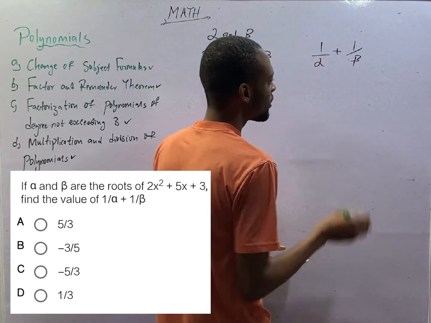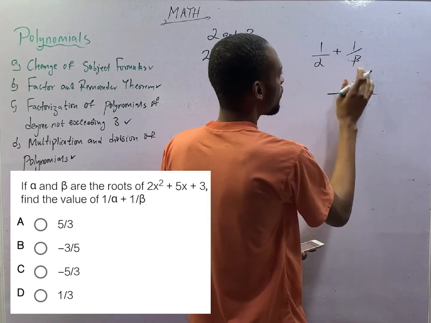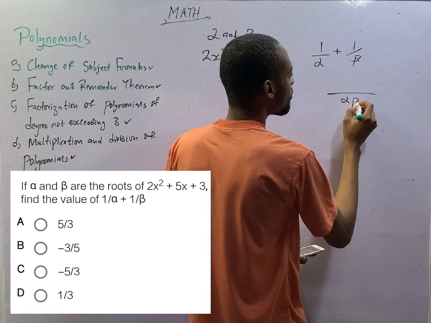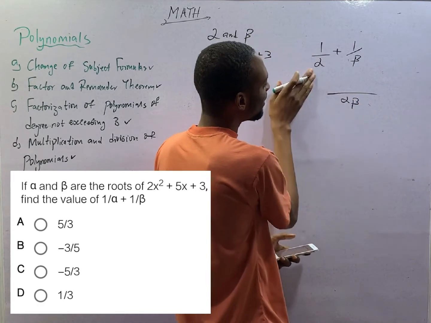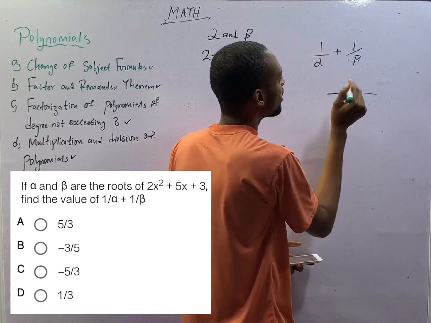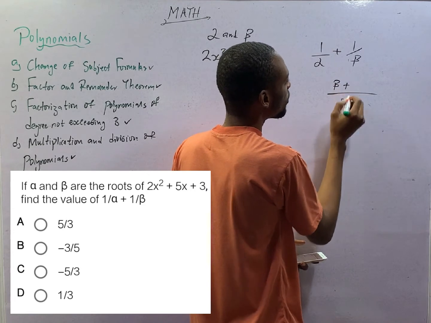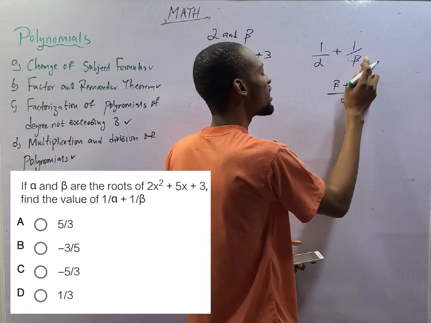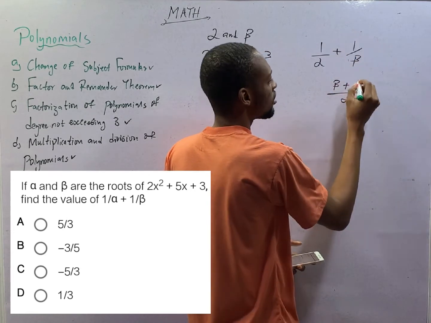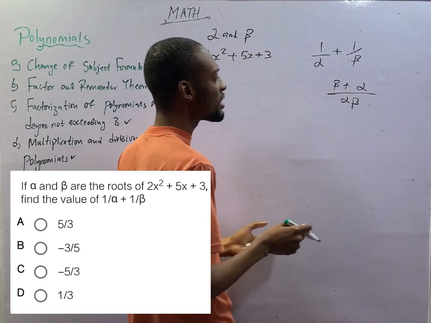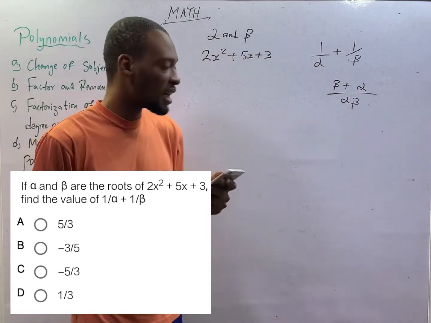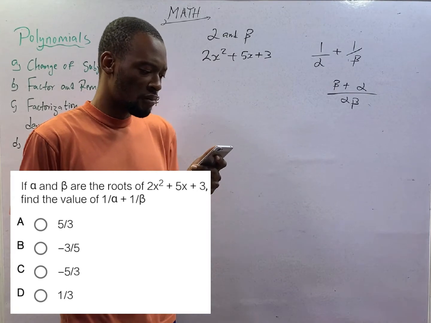1 over alpha plus 1 over beta. This is the same thing as saying the LCM is alpha beta. Alpha beta divided by alpha times 1, that is beta, plus alpha beta divided by beta times 1, this will give you alpha. So this is something as saying find alpha plus beta over alpha beta.